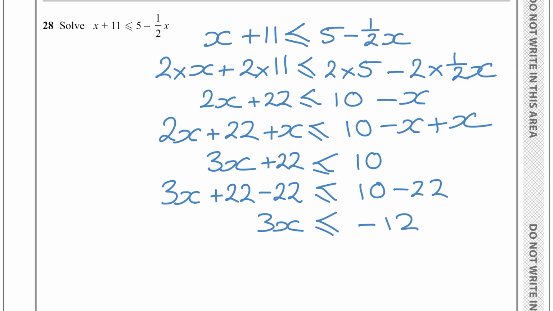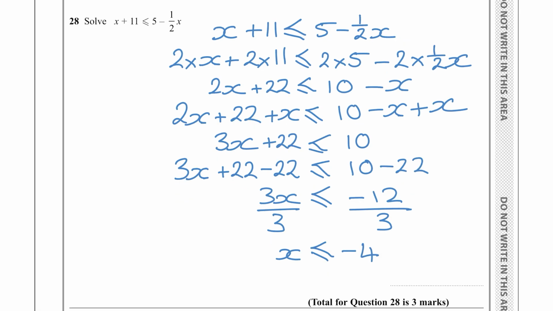And then you're going to divide by 3. You can just do that like this. So you end up with x is less than or equal to negative 12 divided by 3 is negative 4. And pop that in the answers. And that's your final answer in the end of the paper.